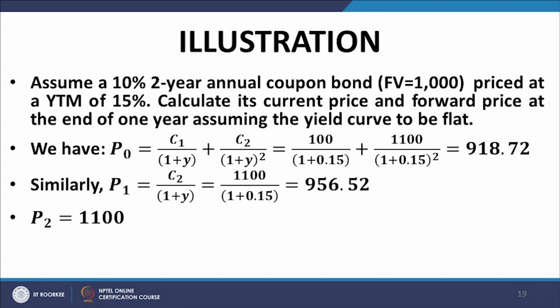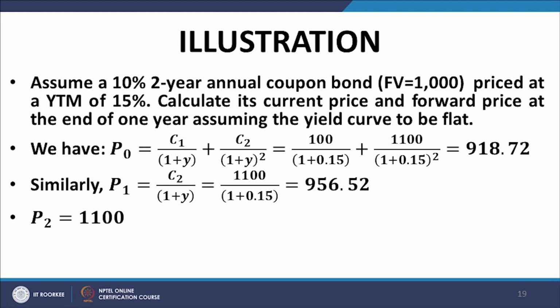Now, this is an illustration of the concept that I elucidated just a few minutes back. Assume a 10% 2-year annual coupon bond, face value is 1000, priced at a YTM of 15%. Calculate the current price and the forward price at the end of 1 year, assuming the yield curve to be flat. Now, we have P0 equal to the discounting of the cash flow at t equal to 1, which is the coupon payment, as it is a 10% bond. So, coupon payment is 100, assuming the face value to be 1000, and the yield curve is flat at 15%. So, we get a value of 918.72.